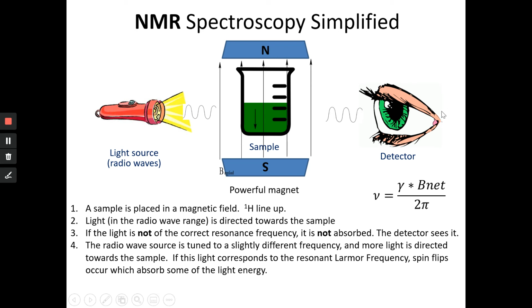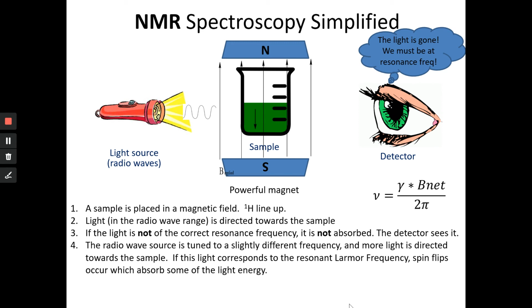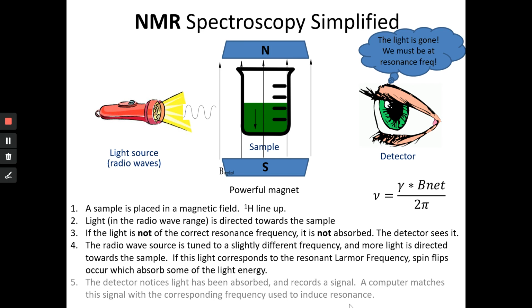So there was light reaching the detector, but now that we're on resonance, some of that light goes away, right? The light is attenuated. Some of it is absorbed by the sample, right? So the detector is like, whoa, the light is gone. Stop everything. Hold on to your hats. We must be at resonance frequency. Please mark this down, spectrometer, because we've determined the exact frequency that is the resonance frequency for the hydrogens in this particular sample. Right? So it records that.